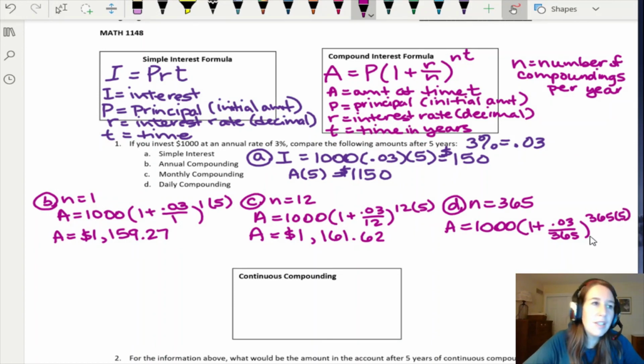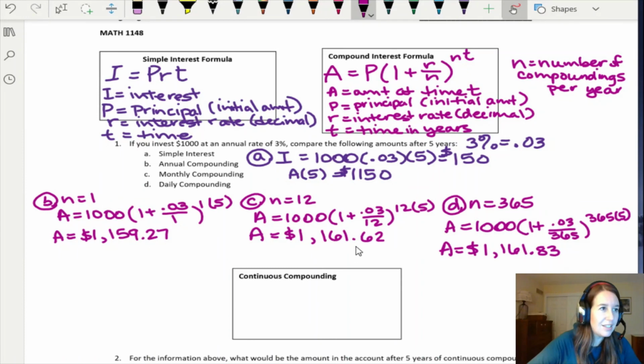Okay, once again, the amount's not going to change that much, because although you're raising it to a really large number, it's really not very much more than 1 that you're raising to that number. And then you're multiplying it by that 1,000, so you're getting your final amount of $1,161.83. Okay, so we're getting pretty close to almost the same thing. Notice this only changed by about 20 cents.